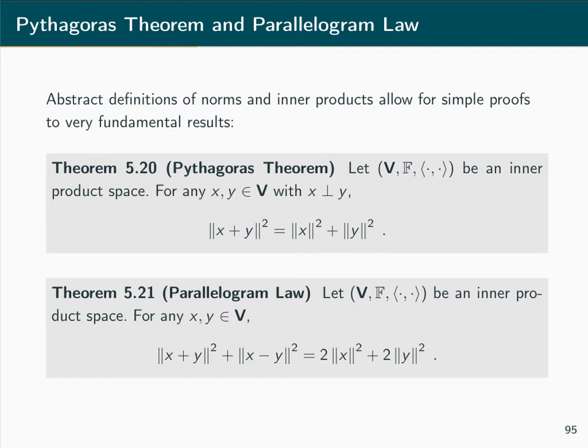However, let's do a little illustration here. So suppose we choose the vectors x and y in R2 like this, then the vectors x minus y and x plus y are given by these vectors. And now the parallelogram law makes a statement about the length of all of these vectors.